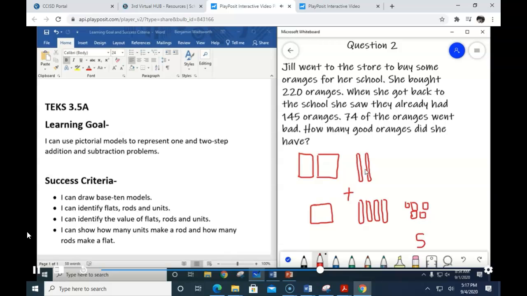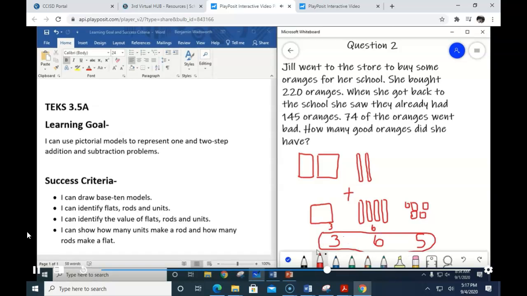Okay, then we're going to count our rods. 1, 2, 3, 4, 5, 6. We don't have anything in the tens place to regroup, so we're just going to bring it straight down, right? And then we're going to count our flats. 1, 2, 3. Okay, and so we didn't have anything to regroup there either, so we get a total of 365 oranges.